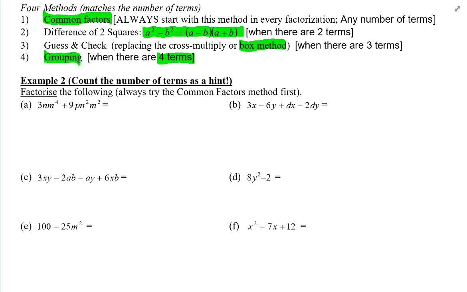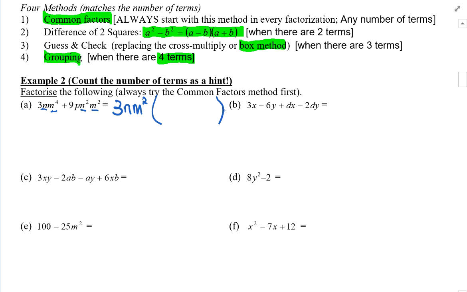Right, let's take a look at part A. Always start with the common factor. Check whether there are any terms that are common. There's a 3 and a 9, so obviously 3 is a common factor. I can see an n there as well, in the first term as well as the second term, so I'm going to write down n. I can see there's an m to the power of 4 and m squared. Obviously, I take out the one with the smaller power. Then I'm going to leave the rest behind.